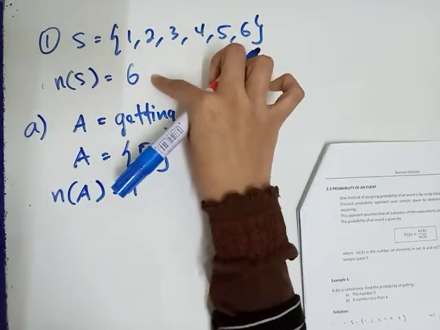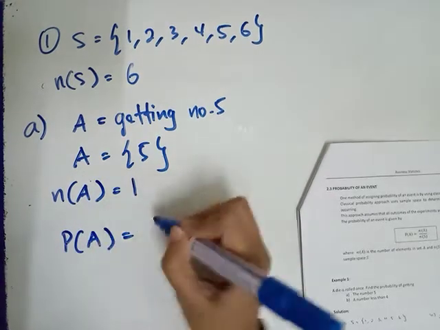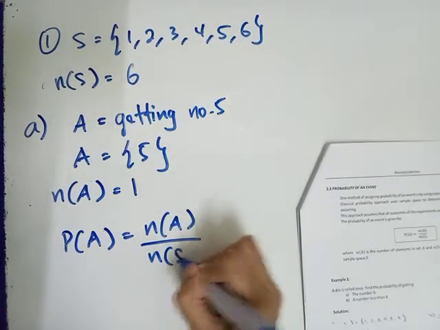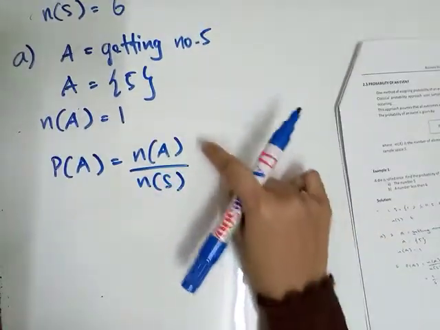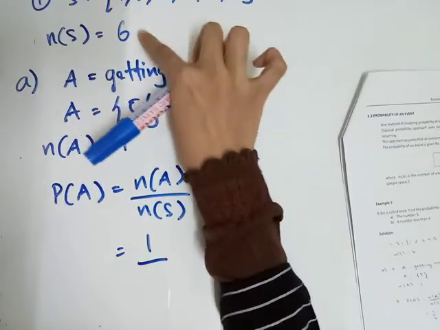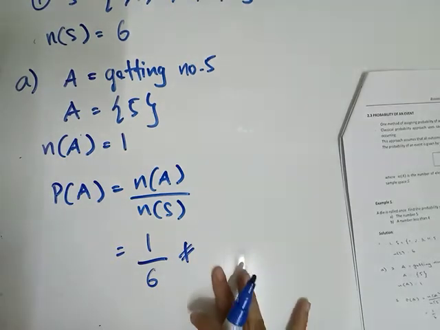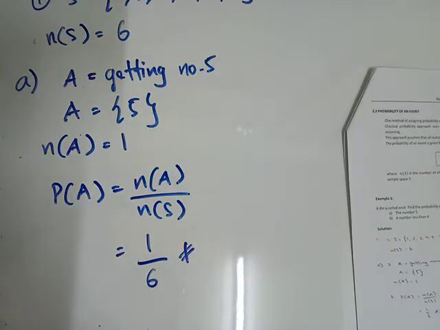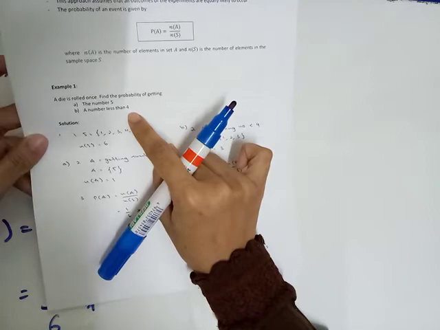Kita dah tahu NS dia berapa, NA dia berapa, and then substitute into formula. Probability of A is equal the number of element in set A over dengan the number of element in sample space. So NA is 1 over dengan NS, which is 6. So the answer is 1 over 6. Soalan minta probability dia.